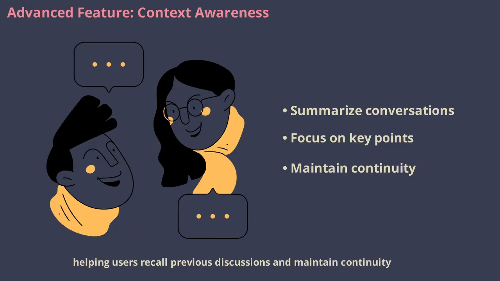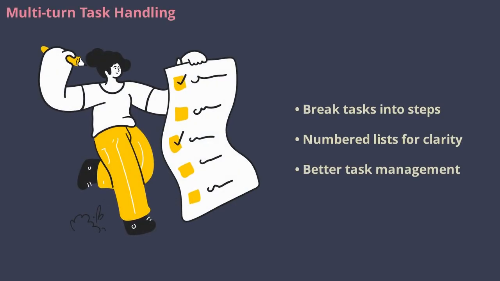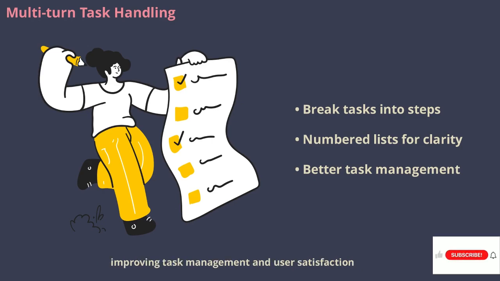Enable your chatbot to handle complex, multi-turn tasks by breaking them into clear steps. Use prompts that ask the chatbot to plan and return tasks as a numbered list. This makes it easier for users to follow along and for the chatbot to execute each step methodically, improving task management and user satisfaction.